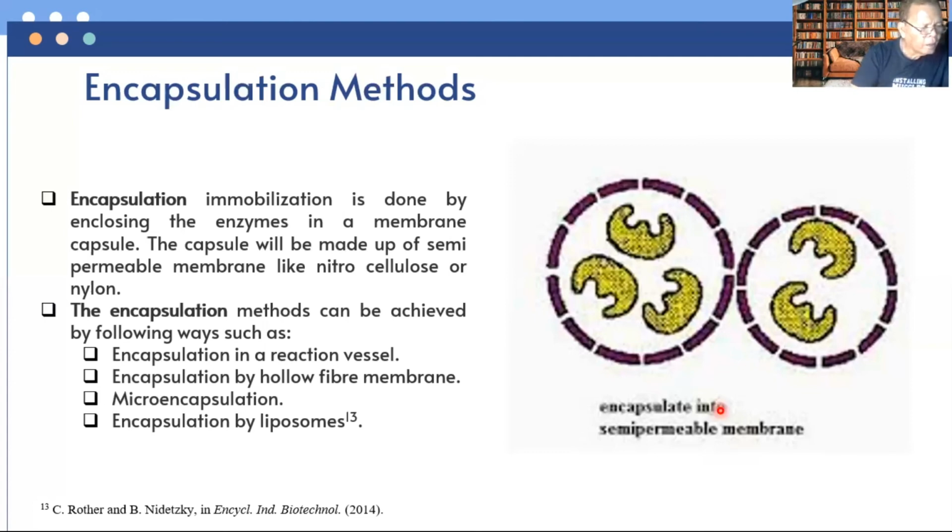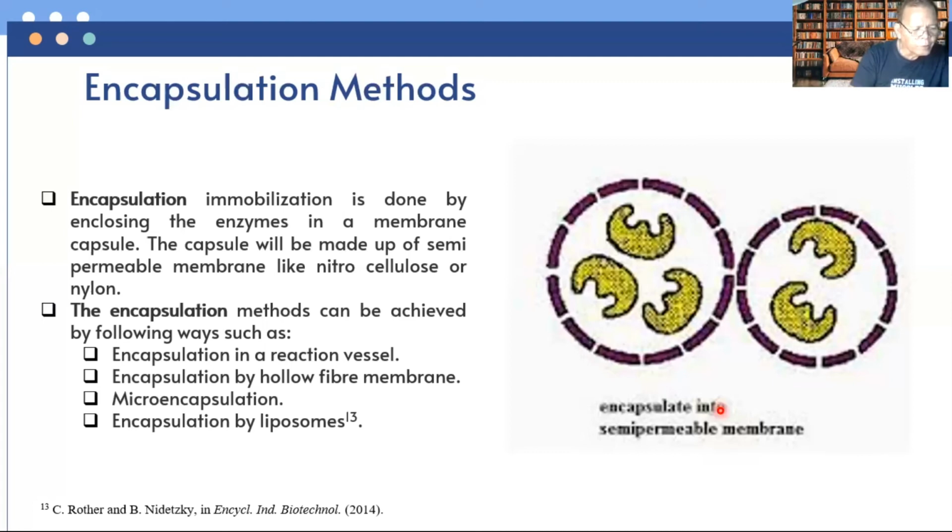Then, microencapsulation by chemical polymerization. The enzyme molecule is enclosed inside a microcapsule using 1,6-diaminohexane. And the last is encapsulation by liposome. Here, an enzyme binds to the concentric lipoidal membrane of the liposome using phospholipid.